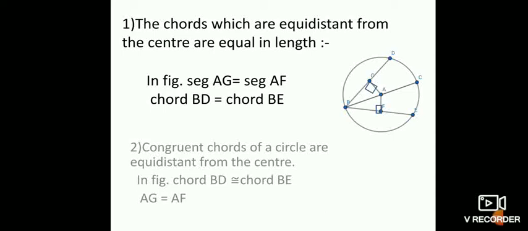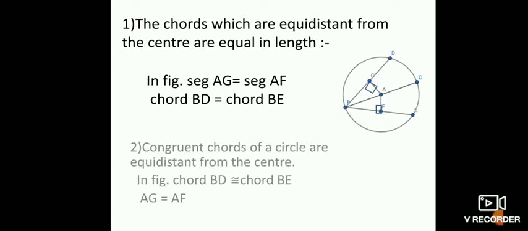If these chords are equidistant from the center, then these chords are equal, that is chord BD is equal to chord BE. Opposite to this is its converse: the congruent chords of a circle are equidistant from the center. If the two chords are congruent, then they are equidistant from the center.